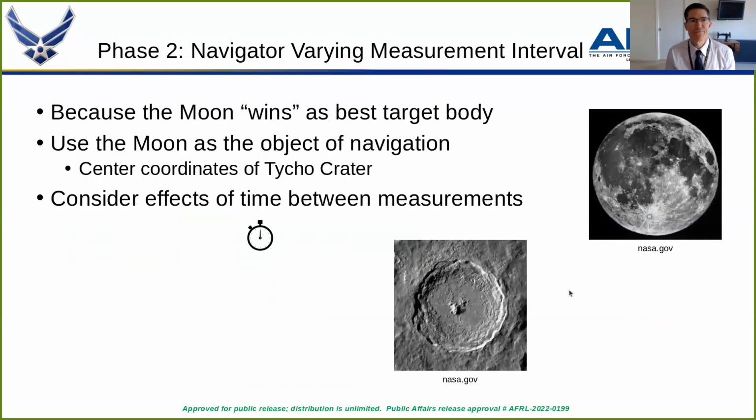Okay, so we declare that the moon wins as the best target body. And we like the Tycho Crater. Now we're going to look at the effects of tempo between the measurements.